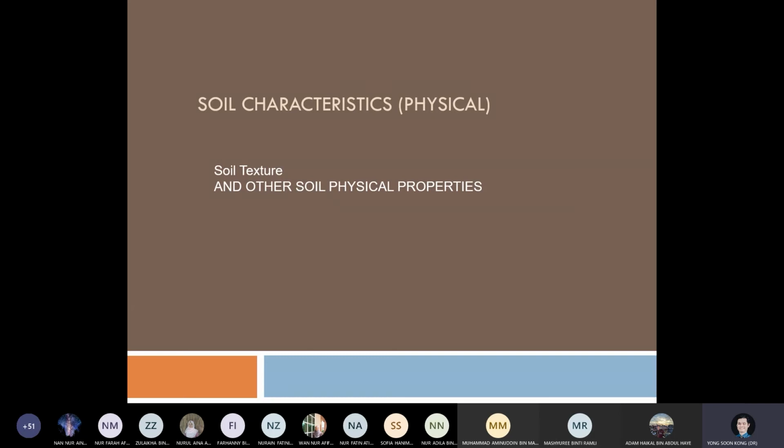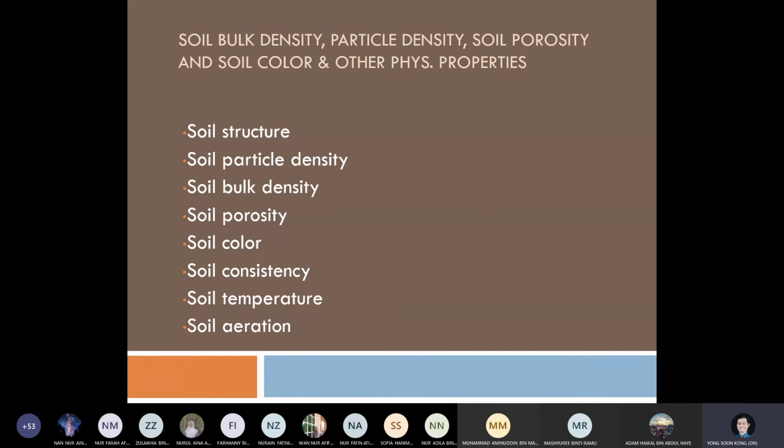So today we're going to talk about soil texture and other soil physical properties. I think texture last time we did talk a little bit. Did I? The soil triangle. Did I cover that previously? Yes, I did. So good. Okay, so it should be fast then.